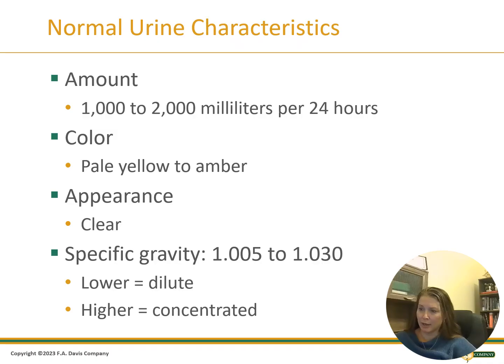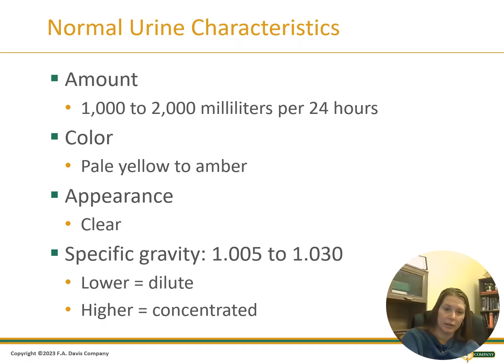Normal urine characteristics. We make about 1,000 to 2,000 milliliters per 24 hours, so about a liter to two a day. Color can range from very pale yellow to amber. Appearance would be clear. Specific gravity is going to be 1.005 to 1.030.